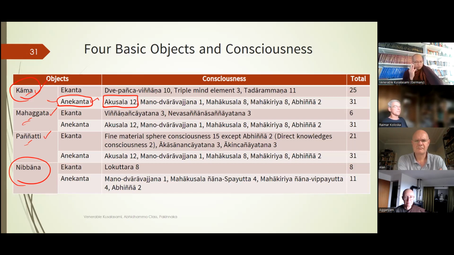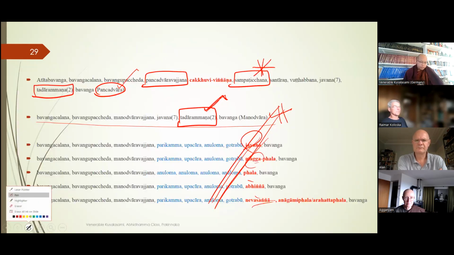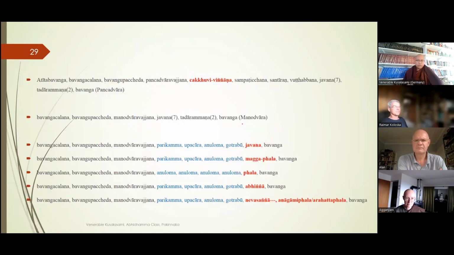Unwholesome consciousness takes three objects. And Manodwara Vajana. This one as well, you can understand by looking and analyzing the thought process. Akusala, maybe here and here you can find. But Javana, Magga, Phala, Abhinya, Nirodha Samapatti, in any other kinds of thought process, the Akusala, the unwholesome consciousness, cannot be found.